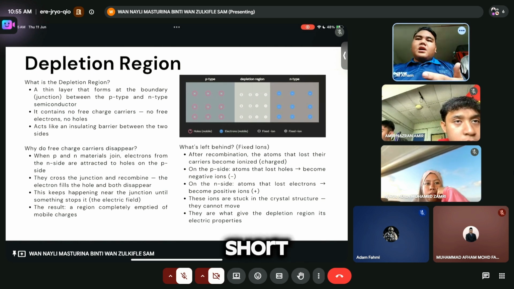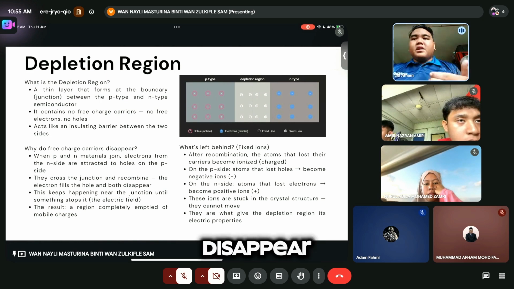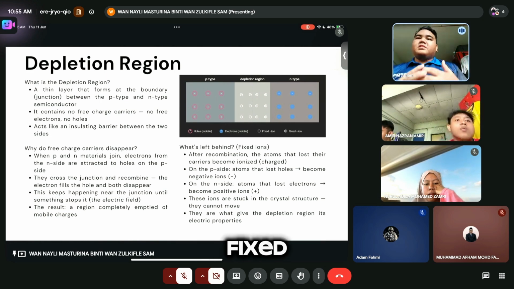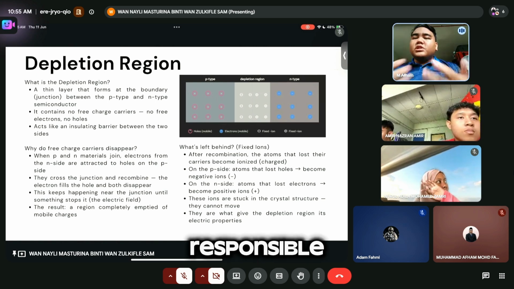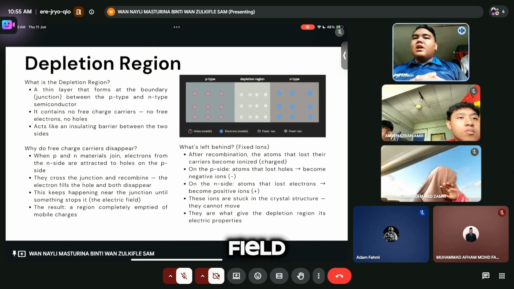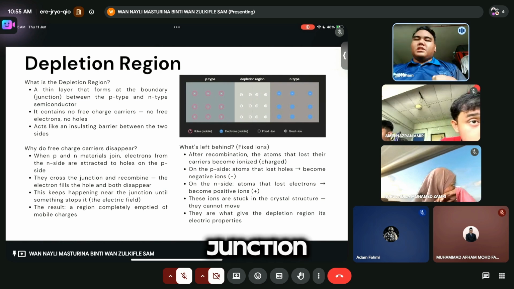So in short, carriers meet, recombine and disappear. What is left is a region of fixed charge with no free carriers. And as we will see in the next slide, these fixed ions are responsible for creating an internal electric field that controls the current flow through the junction.